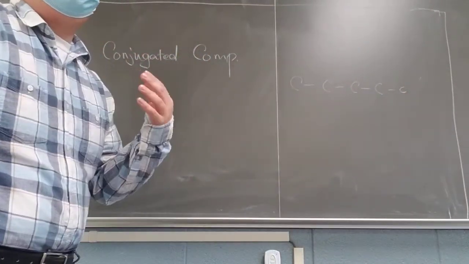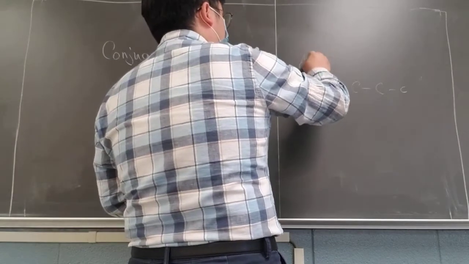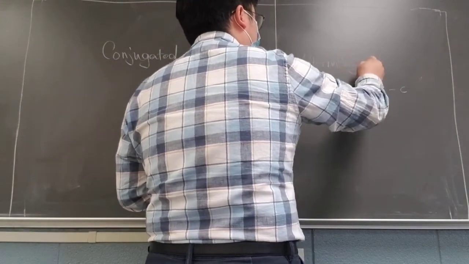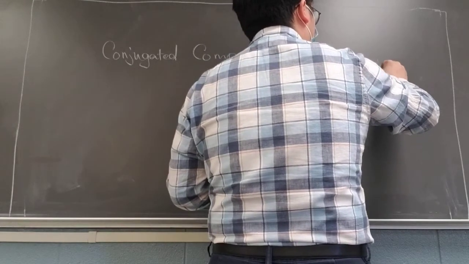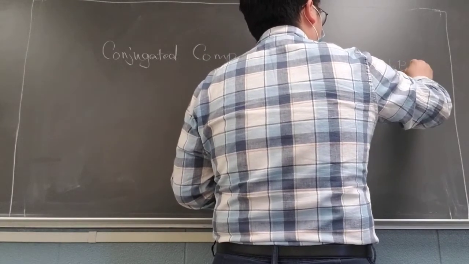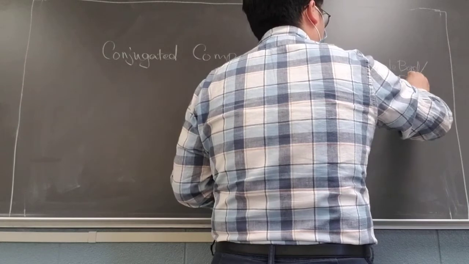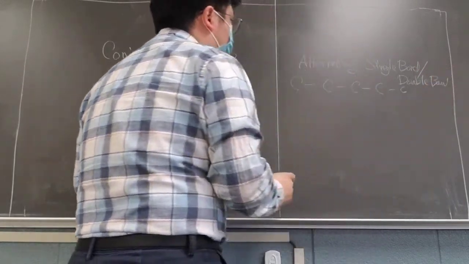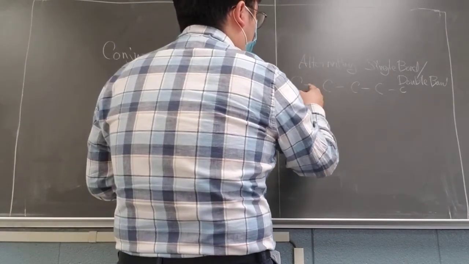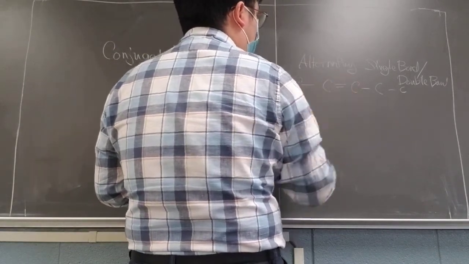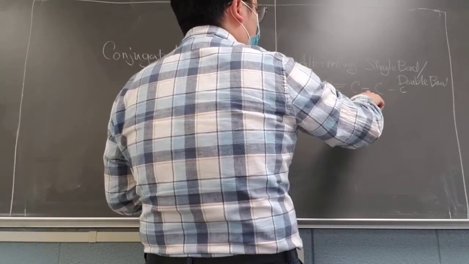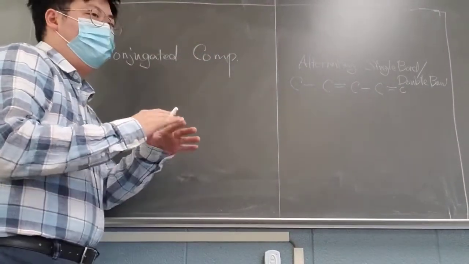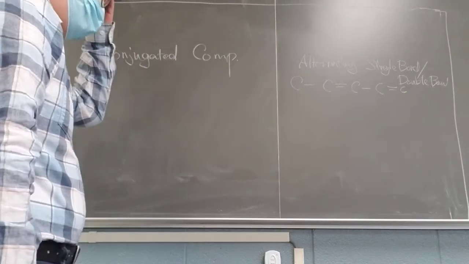an alternating single bond and double bond. So if you look at this here, you can have a single bond here and a double bond here, and another single bond here and another double bond there. That makes a really good conjugated compound.